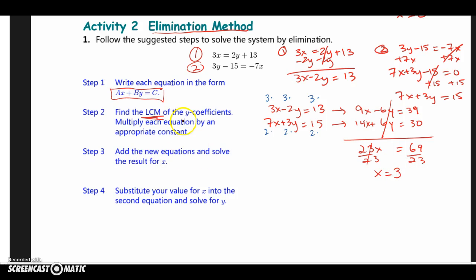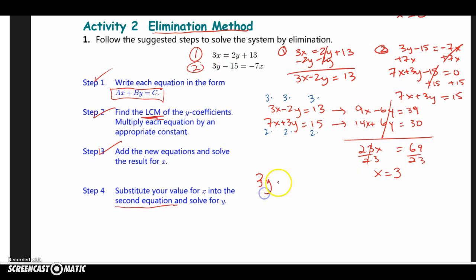So we added the new equations, so we got them in general form. We got the same coefficient for the y's. We finally got the value of x. Now we're going to substitute this value in to get the y. They want us to use the second equation and find the y value. So I'm going to go back into the second equation. Whichever equation I go back to, even after reordering them, it doesn't matter. But they said go back to the second one, so I'll go ahead and do that.